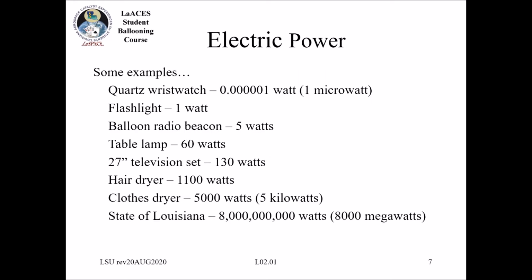So again, some examples that you could take a look at, back to the wristwatch. Remember we talked about microamps of current, and so you just get really small power with that system. Then you look at a flashlight, it's 1 watt. Our balloon radio beacon that we're going to be using is approximately 5 watts of power, and so forth. A hair dryer is 1100 watts. As you continue on, you get to the state of Louisiana, which is apparently 8,000 megawatts.